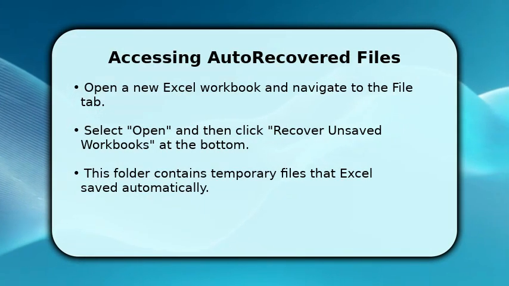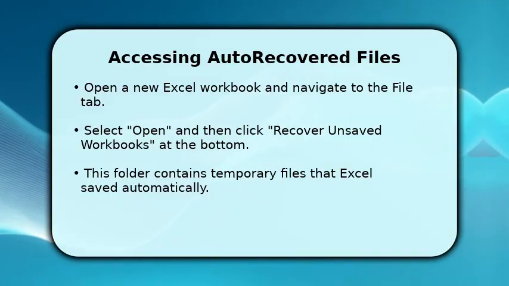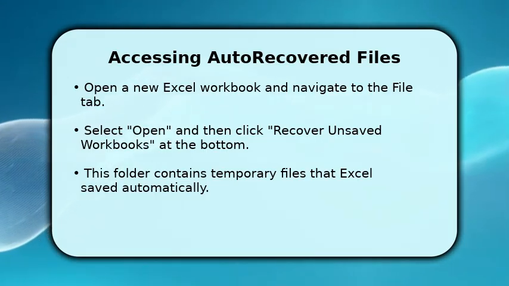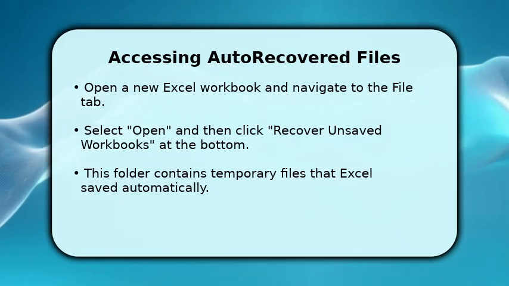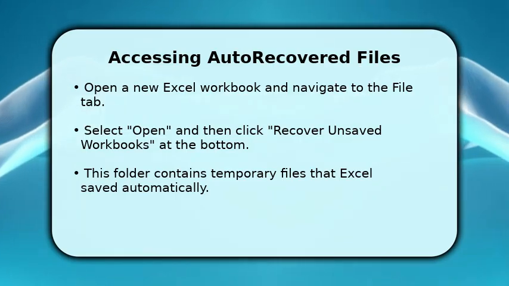Now let's find those auto-recovered files. Start by opening a new Excel workbook. Go to the File tab, then click Open. At the very bottom of the Recent Workbooks list, you'll see a button labeled Recover Unsaved Workbooks. Click this, and Excel will open a folder containing your automatically saved temporary files. Look for the most recent version of your lost spreadsheet there.